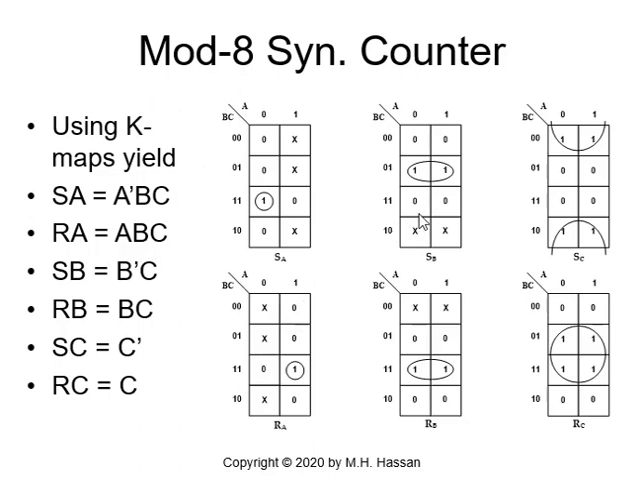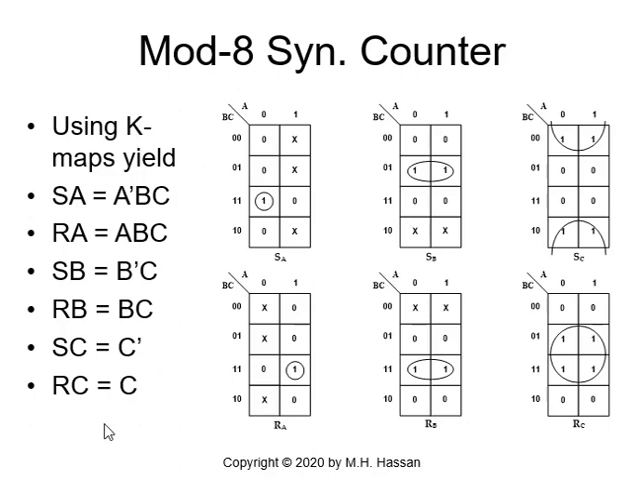Also, we find a group of 2 for SB and a group of 2 for RB. So SB will be B prime C and RB will be BC. For SC, it is a group of 4. 0 will cancel with the 1, so you'll end up with C prime. For RC, 0 will cancel with the 1, 0 will cancel with the 1 for the B, so I have C. So RC will be C.